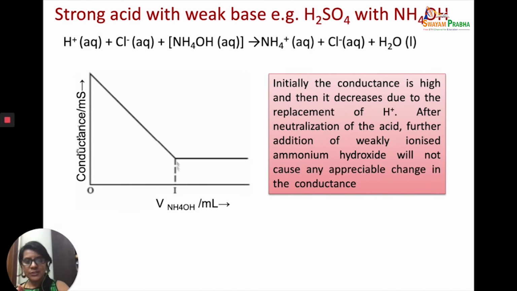Once the acid is neutralized, then your conductance value becomes constant. Why? Because ammonium hydroxide, or the weak base that you are taking, is very feebly ionized. So there is very little change in the value of conductance, and therefore even though you are adding ammonium hydroxide or a weak base to the solution, there is no change in the conductance value. So you get a graph like this. There is a decrease because there is replacement of H plus by the NH4 plus ions, but after the neutralization or the equivalence point, this value becomes constant because you are adding only a weakly ionized base into the solution.